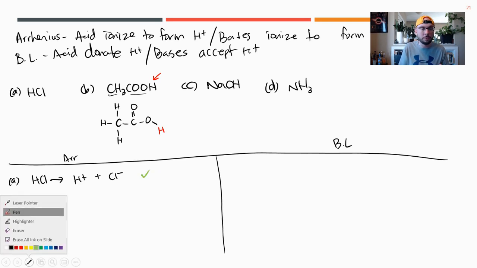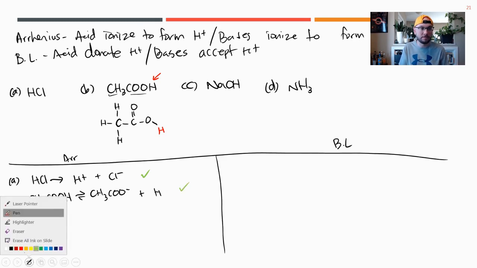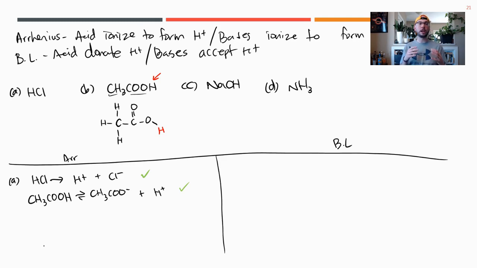Let's try a weak acid. So weak acids, and we'll see this a little bit more specifically later on, create equilibrium. So we use that double arrow, but it breaks up into CH3COO minus and H plus. And again, we have a substance that contains hydrogen and it ionizes to form H plus. There we go. Okay, so we've got a substance that contains hydrogen and it ionizes to make H plus.